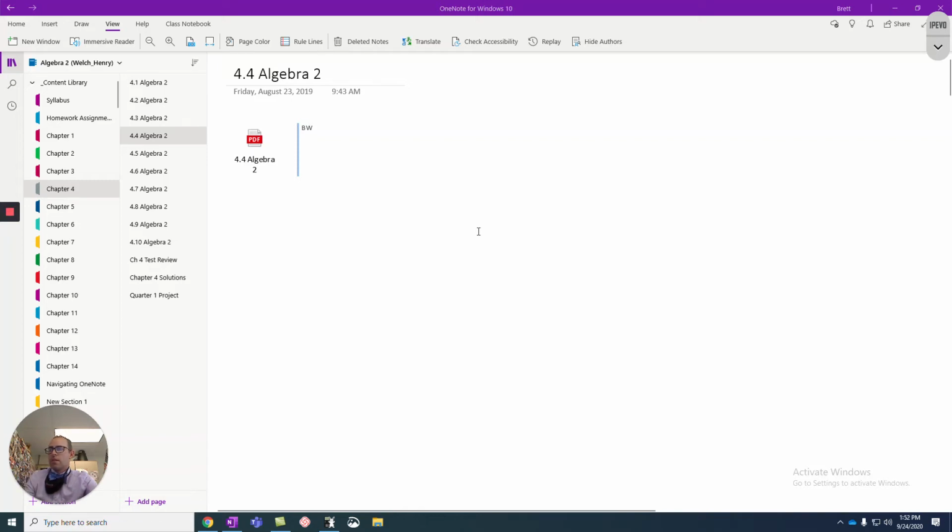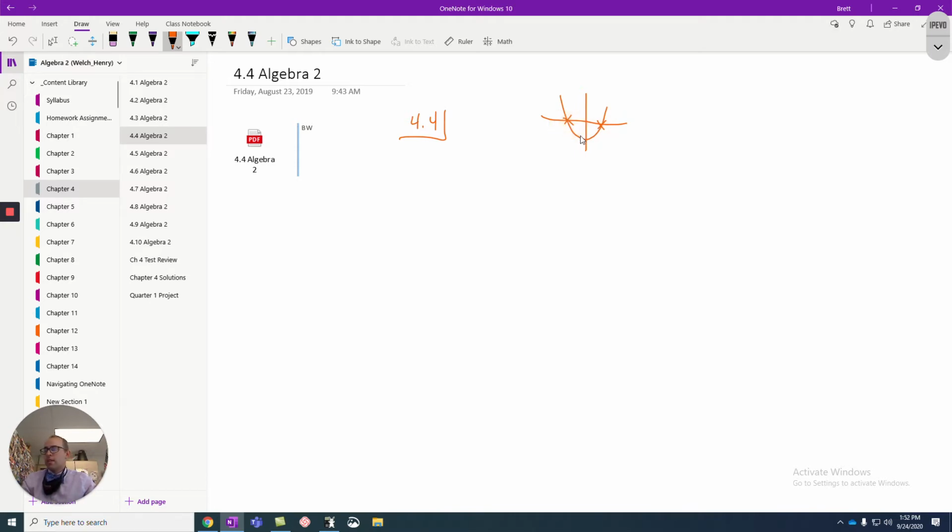Hey guys, this is 4.4, just some basic instruction into the concept that we're dealing with here in 4.4. In 4.3, we were trying to figure out where a parabola crossed the x-axis. And it was really easy to just factor it and find those solutions. In 4.4, we start dealing with solutions that include fractions.